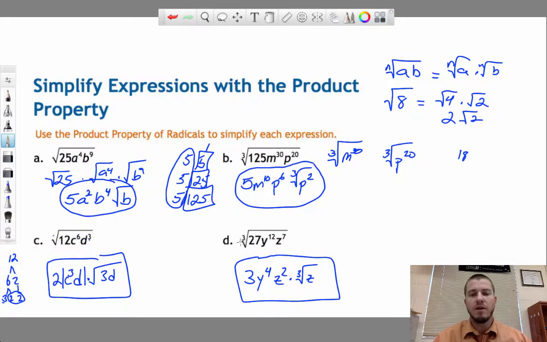And for this one, the cube root of 27 is 3. 3 goes into 12 four times, so that's y to the 4th. It goes in evenly, so there are no y's left on the inside. And 3 goes into 7 twice, so that's z squared. And there's a remainder of 1, so it's the cube root of z that is left.